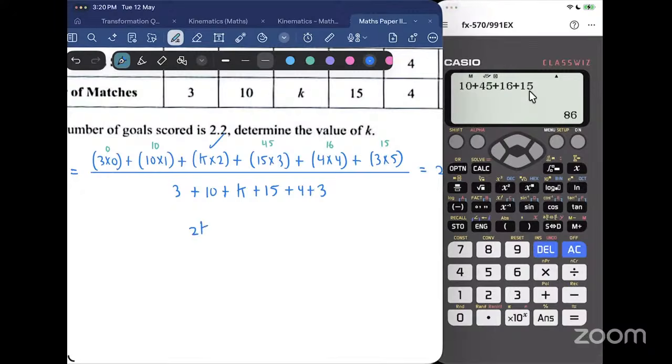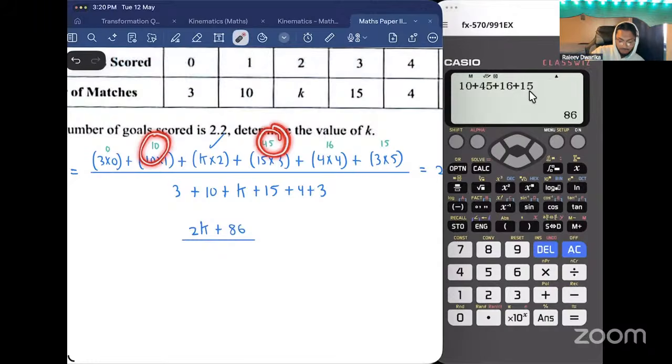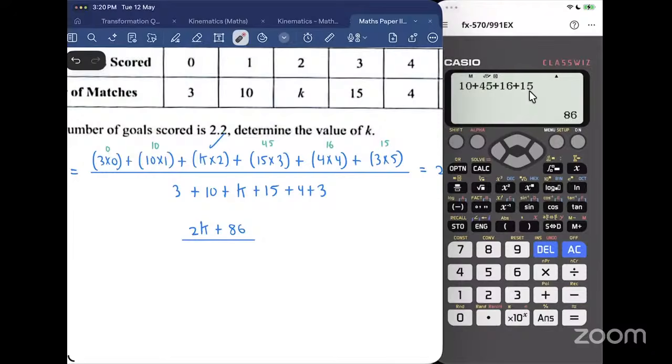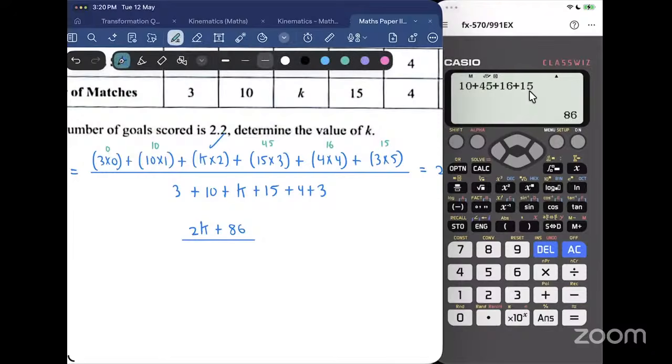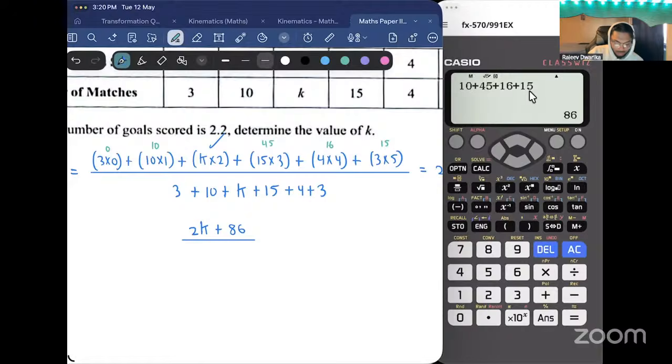Watch: 10 plus 45 plus 16 plus 15. That is, I think, 86. I was counting the one underneath, my bad. In the bottom row, 13 plus 3 is 16, 16 plus 4 is 20, and 20 plus 15 is 35. So that's going to be k plus 35.